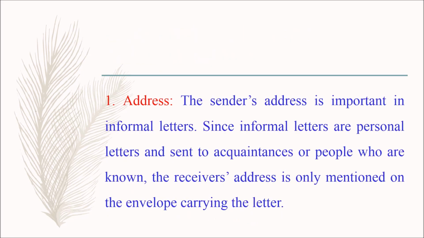The first one is address. The sender's address is important in informal letters since informal letters are personal letters and sent to acquaintances. So what is meant by an acquaintance? An acquaintance is someone who you have met and know slightly but not well, or people who are known. The receiver's address is only mentioned on the envelope carrying the letter.